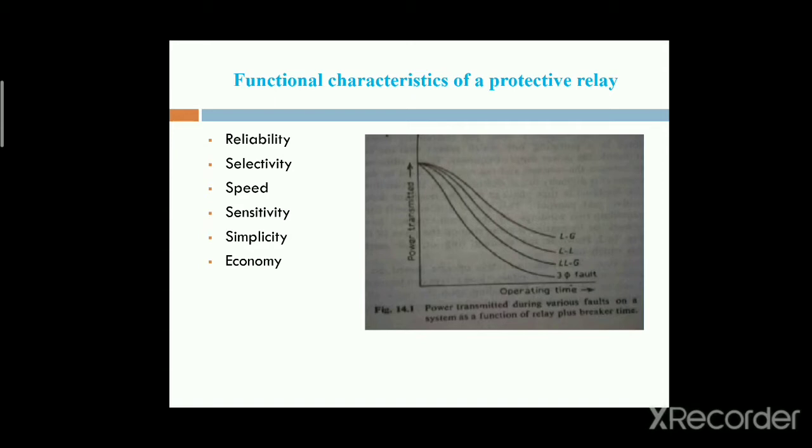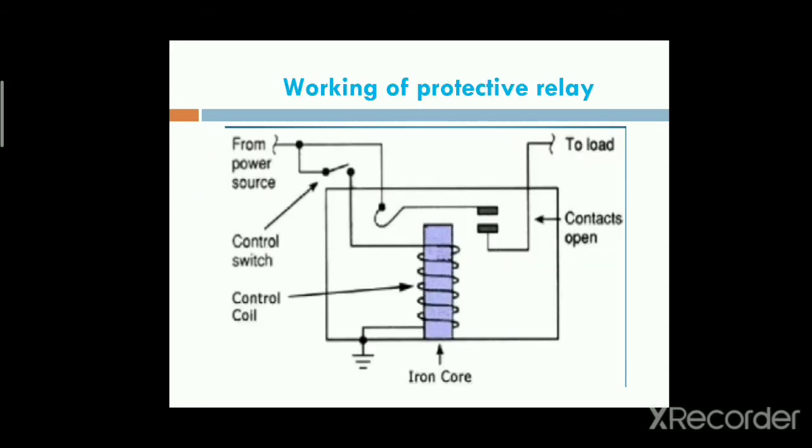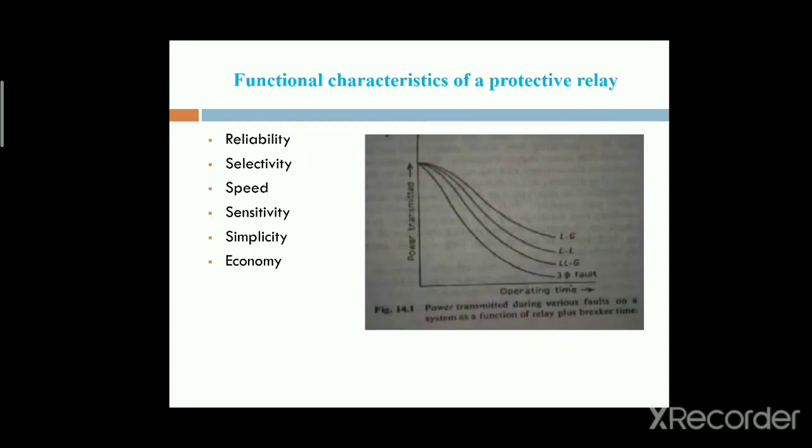Next one is the functional characteristics of protective relays. What characteristics are there in the case of protective relays? This is the characteristics diagram. When faults are obtained, that is the line to ground fault, line to line fault, double line to ground fault, and also three-phase faults. The first characteristic for protective relays is reliability.